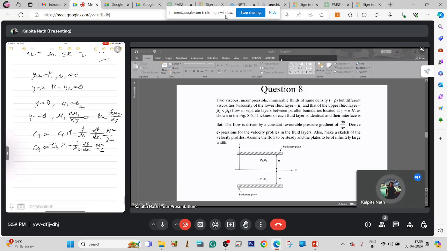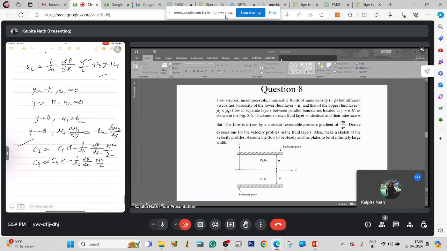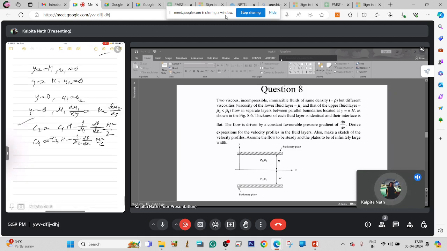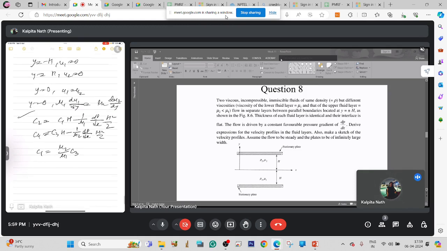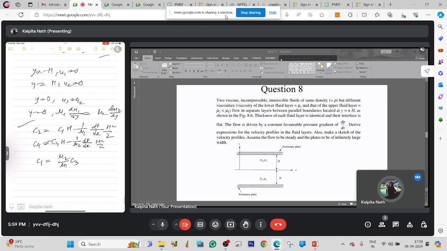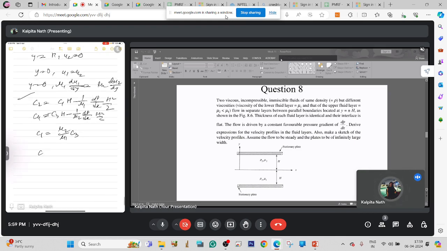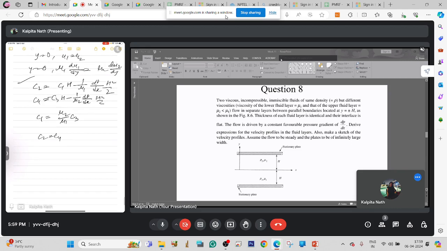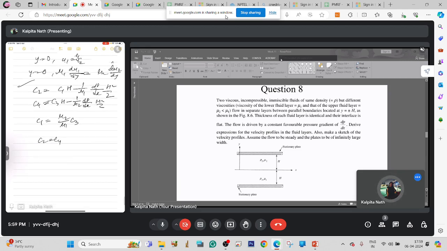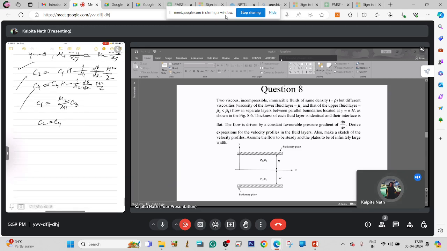Now from the fourth boundary condition, we have C1 is equal to mu2/mu1 C3. From the third boundary condition, u1 is equal to u2, we get C2 is equal to C4. So both of them are equal, and from there we can get the values of C3 and C1. If you solve this, I'll just write the final equations.